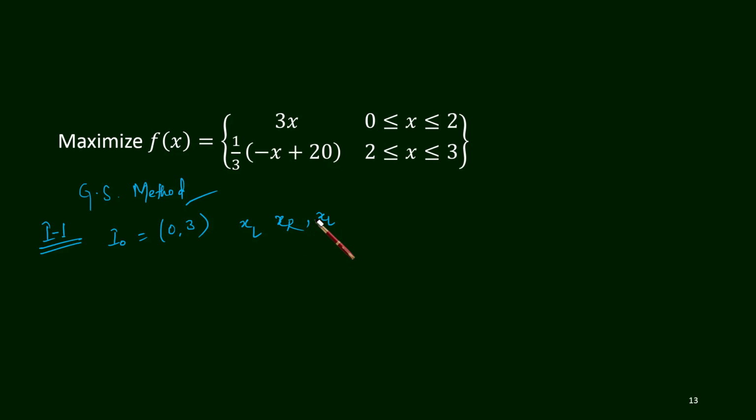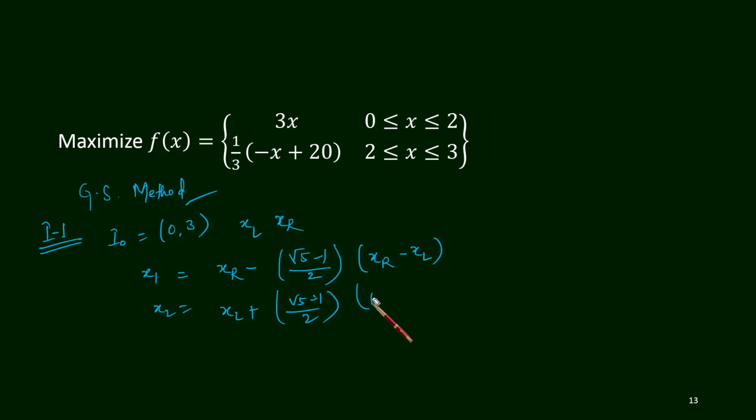So first of all, find x1 and x2. What is the formula? x1 is equal to xr minus (root 5 minus 1)/2 into (xr minus xl). Clear? And x2 is equal to xl plus (root 5 minus 1)/2 into (xr minus xl).